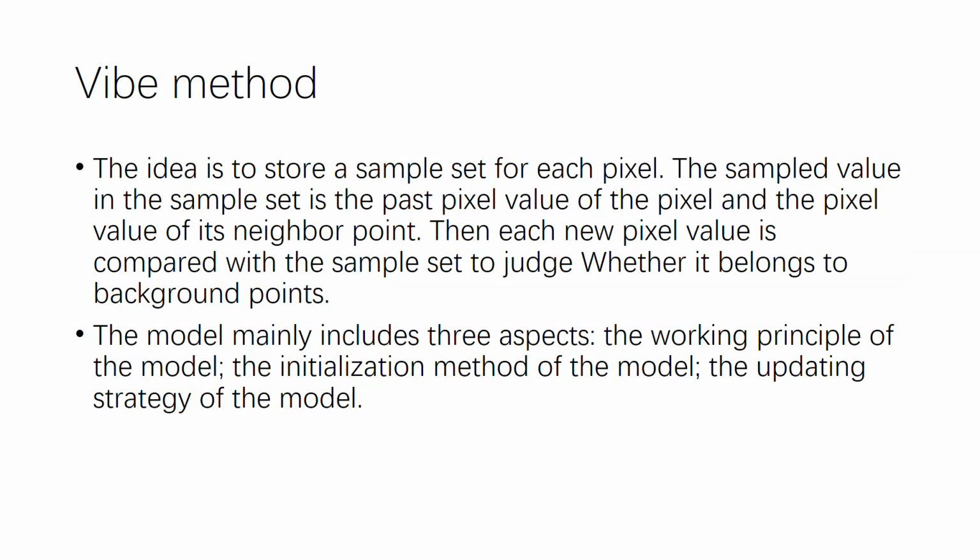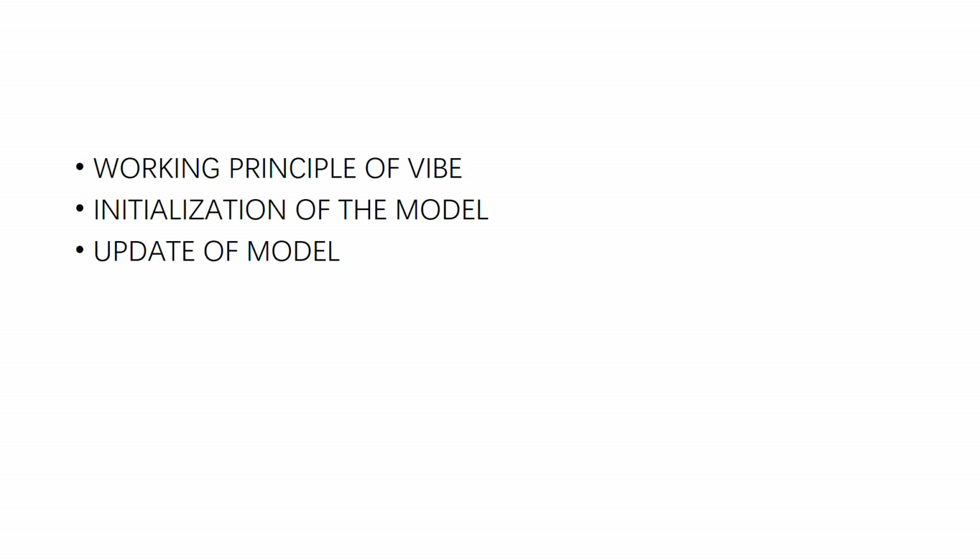The model mainly includes three aspects: the working principle, the initialization method, and the update. The first is the working principle. A background object is a stationary or very slow moving object, while a foreground object corresponds to a moving object. So object detection is a classification problem, that is, to determine whether a pixel belongs to a background point.